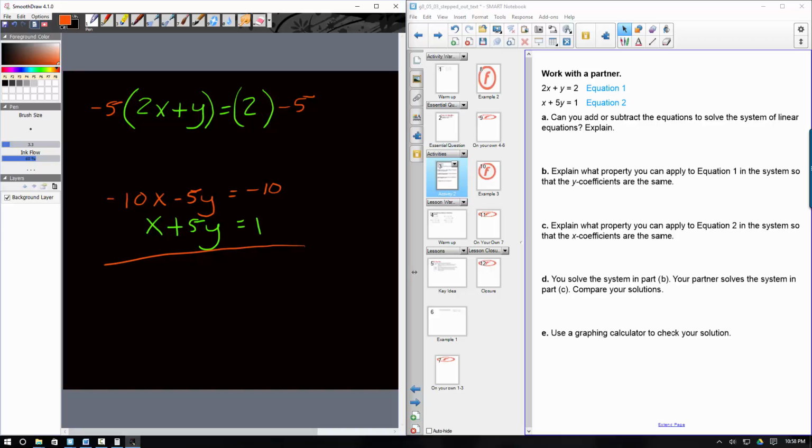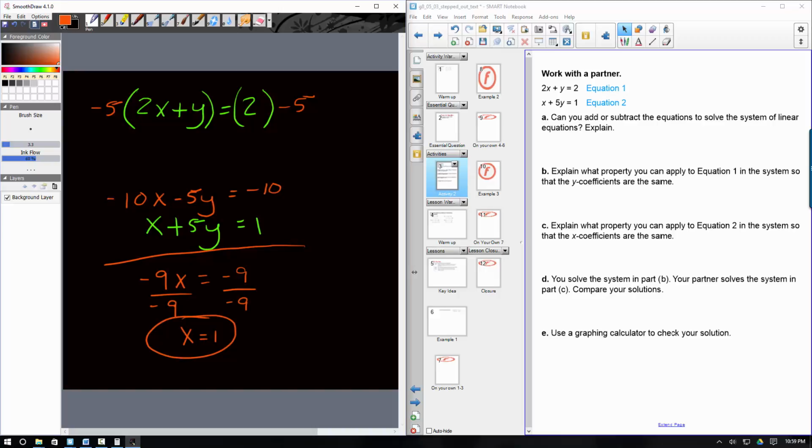Now I'm going to add these up. So -10x plus x is -9x. My y variable is gone because this equals 0. And then this equals over here -9. So then I'm going to divide by -9, and I'll have x equals 1.